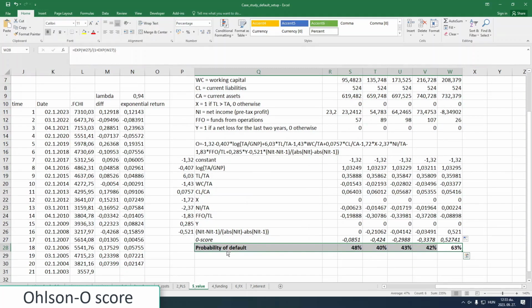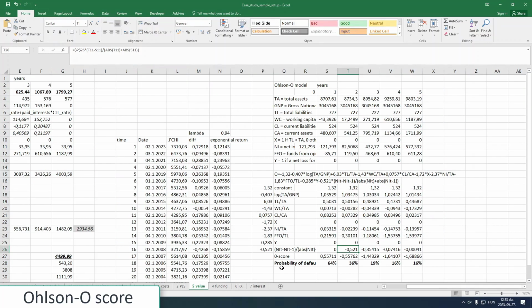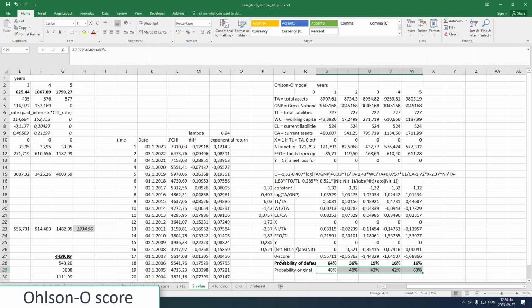So, if we are comparing the probability of default, let's just add the numbers. Probability original, just to see and highlight our performance here. Let's give it bold.